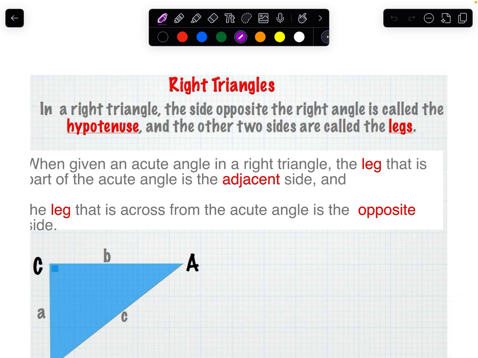So in a right triangle, the side opposite the right angle is called the hypotenuse, and the other two sides are called the legs. When you're given an acute angle, which remember is an angle less than 90 degrees, so the angle that is not the right angle, the leg that is part of the acute angle is called the adjacent side, and the leg that is opposite or across from the acute angle is called the opposite side.